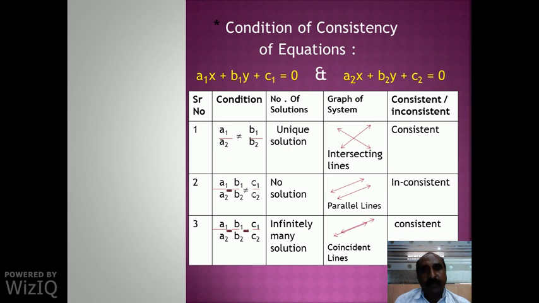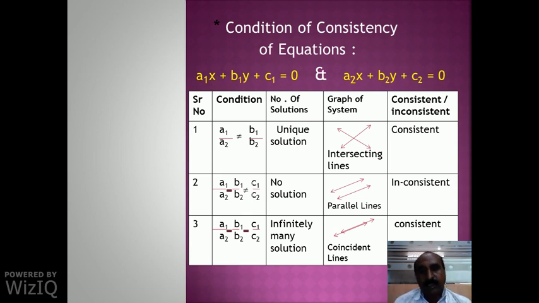If a1 by a2 is not equal to b1 by b2, then the number of solutions for such equations is a unique solution, and the graphical representation is intersecting lines, and hence this type of equations are called consistent equations. Condition number 2, if a1 by a2 is equal to b1 by b2, but these ratios are not equal to c1 by c2, then this type of equations has no solution, and the graphical representation is parallel lines, and hence such equations are called inconsistent equations.